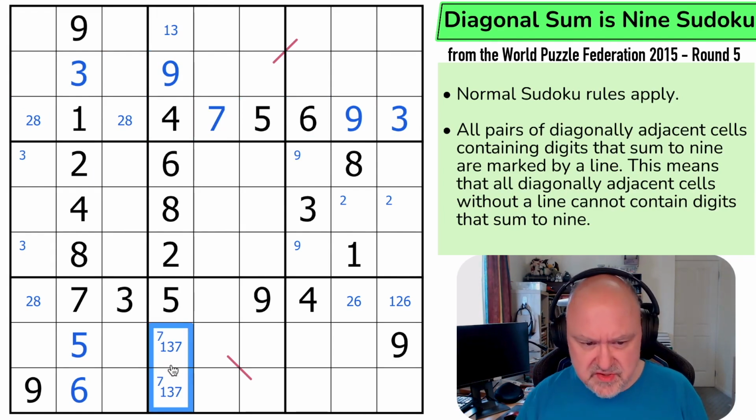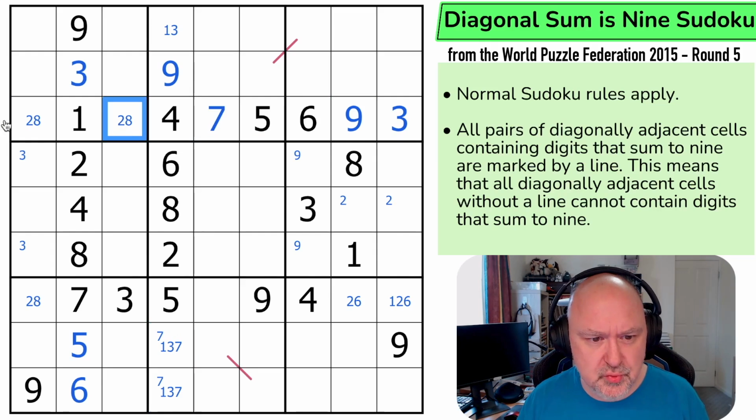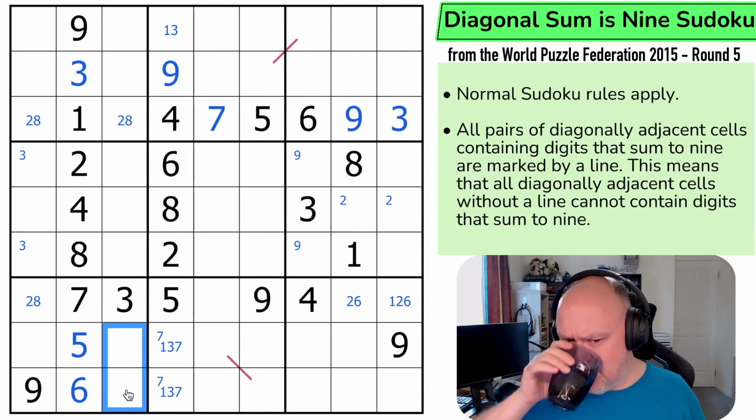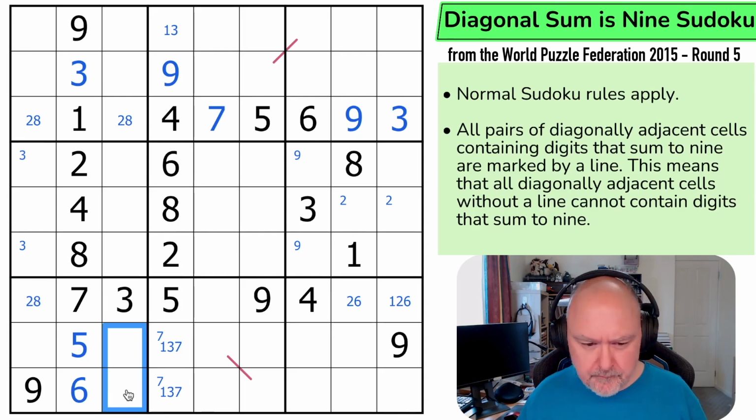7 is in one of those two. 2 and 8. So what does that mean? Well, this is a 2, 8 pair, which doesn't do much. So there is a 2 or an 8 down here. If it's a 2, it's here, and that would be a 7. If it's an 8, I don't know.